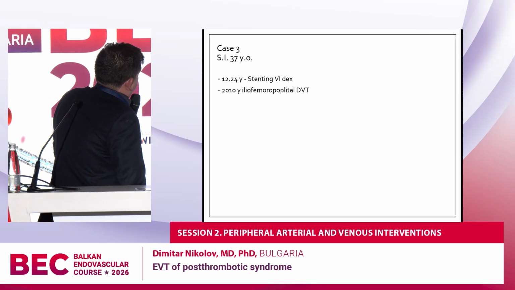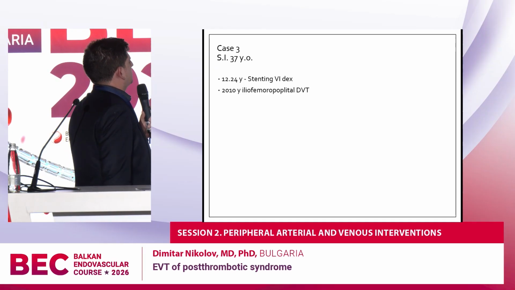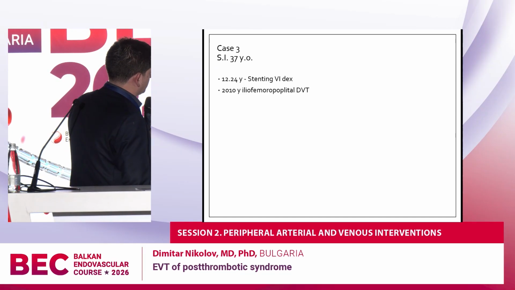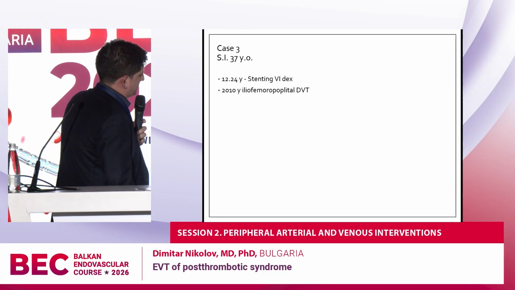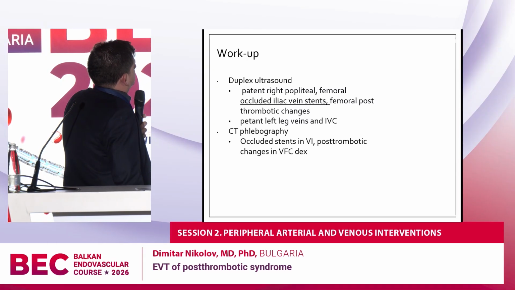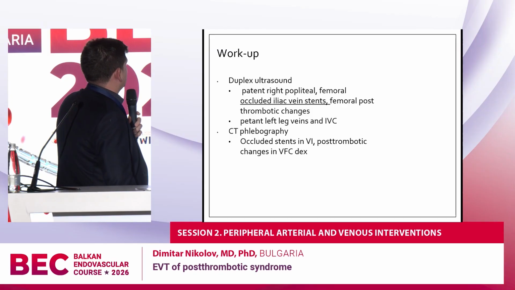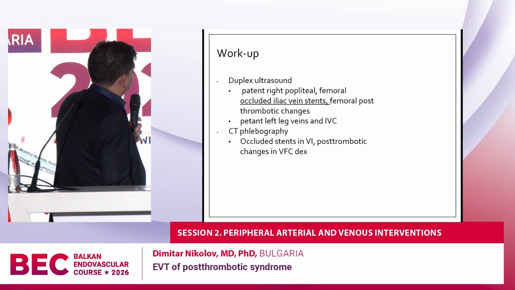The third case is a 37-year-old female. In 2010, iliofemoral-popliteal DVT, and stenting of the right iliac vein for post-thrombotic changes. The duplex ultrasound showed patent right popliteal and femoral veins and occluded iliac vein stents at the distal part.